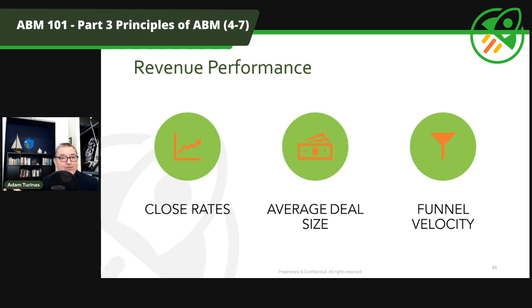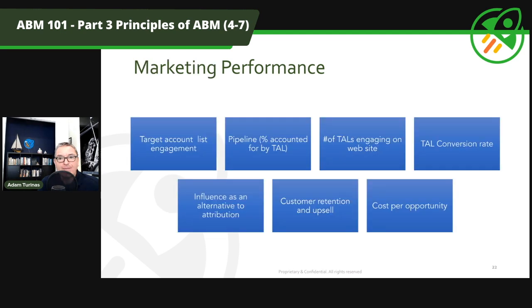Does ABM improve the average deal size? There's a lot of evidence that shows that it does. Can you measure that? And then lastly is funnel velocity. Have you got deals moving through faster? So not only have you increased the size of the funnel, but is that funnel moving much faster? Is the throughput better than it had been before? These are the sorts of measures that you should be seeing, the sorts of things that should be improving as you move forward with ABM.